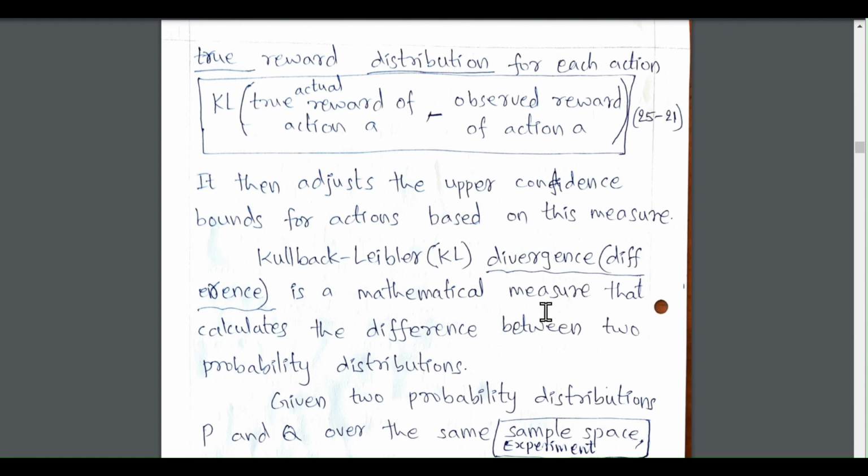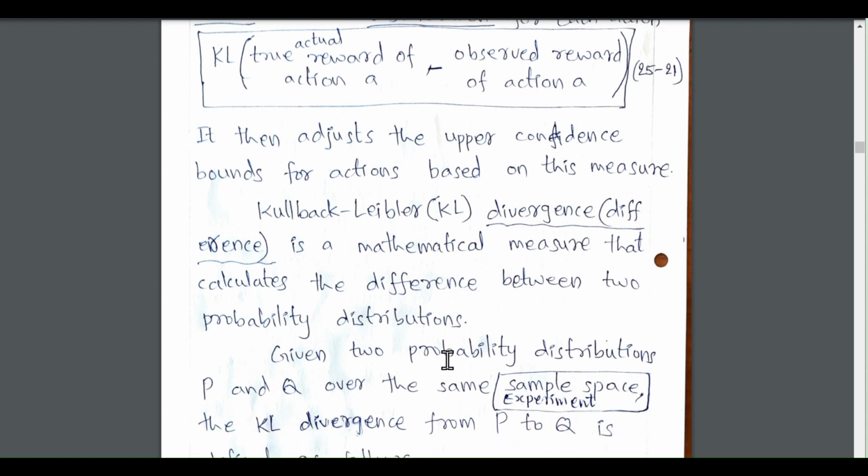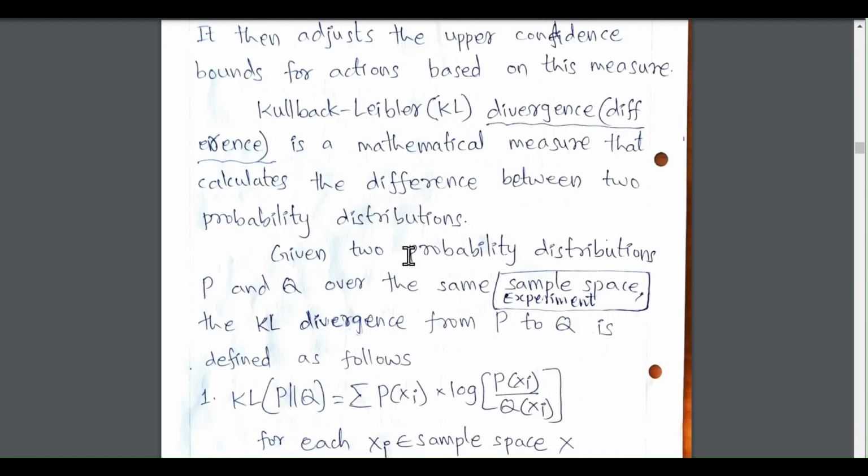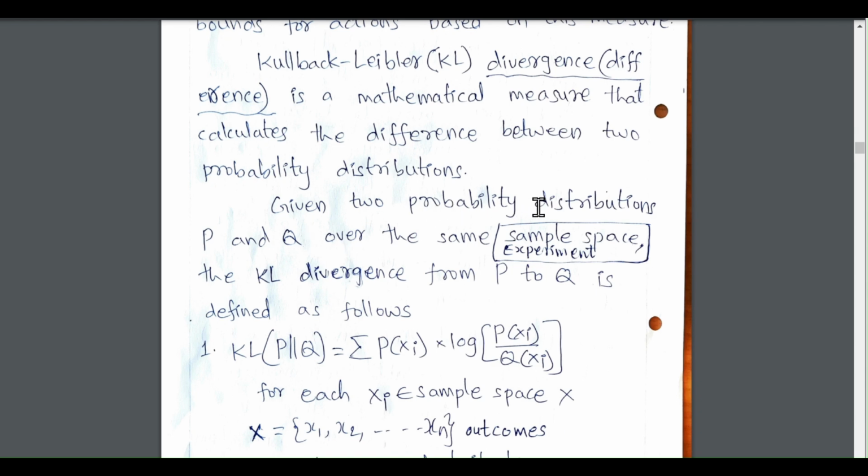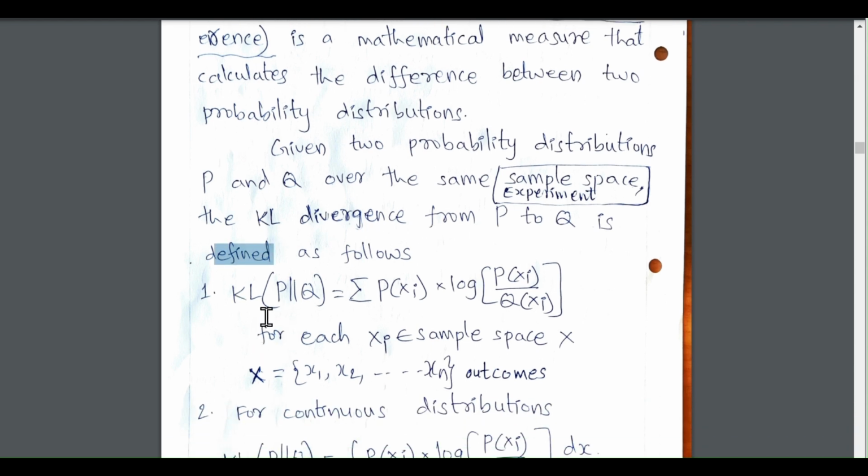Kullback-Leibler divergence is a mathematical measure that calculates the difference between two probability distributions. Let us take an example of two probability distributions P and Q over the same experiment. The KL divergence from P to Q is defined as KL of P parallel to Q. This symbol is called the divergence symbol. It is a mathematical notation that represents the Kullback-Leibler divergence between the probability distributions P and Q.